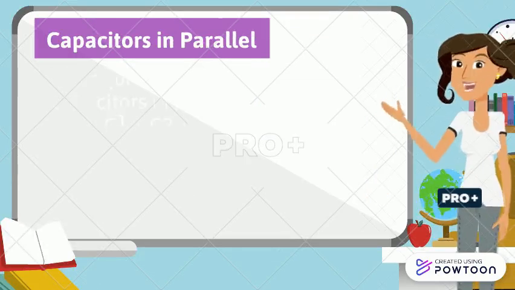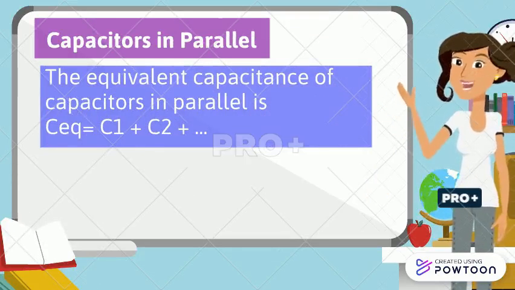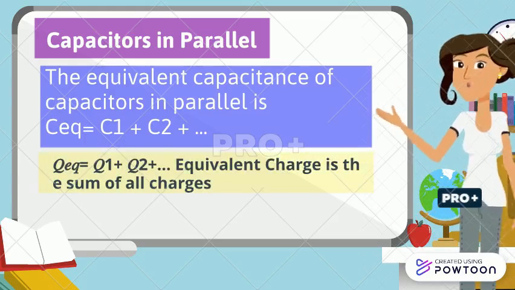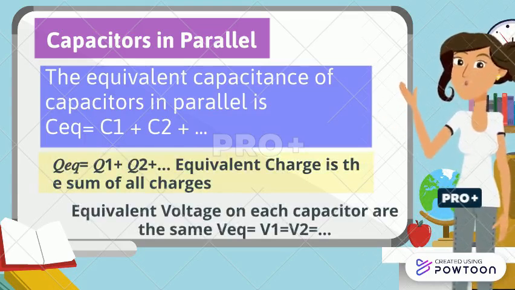Capacitors in parallel. The equivalent capacitance of capacitors in parallel is C_eq equals C1 plus C2, and so forth. The equivalent charge is the sum of all charges, and the voltage across each capacitor is the same.